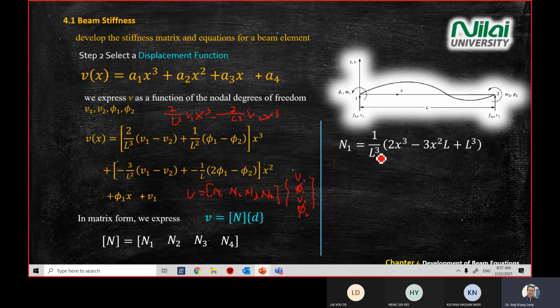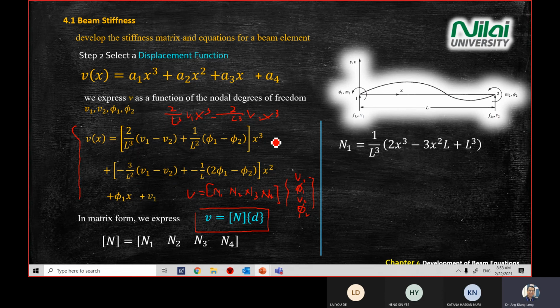So your N1 equals 1 over L3, 2x power 3 minus 3x squared L plus L3. So what you're seeing here is mathematical steps. It's nothing complex here, it's just mathematical steps. What you need to remember is this form, and then you try to make full use of this equation to rewrite it in a matrix form. So you expand this equation and then you relocate them according to V1, rotation 1, V2, rotation 2. You put them together.